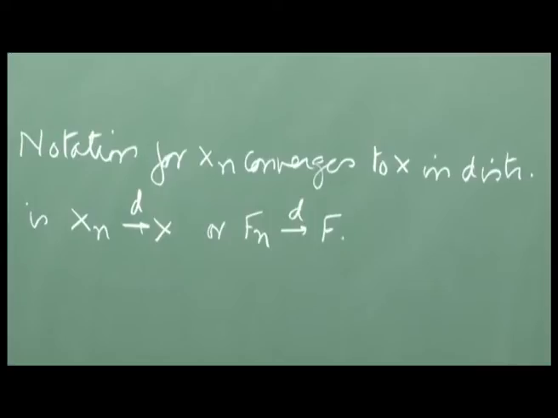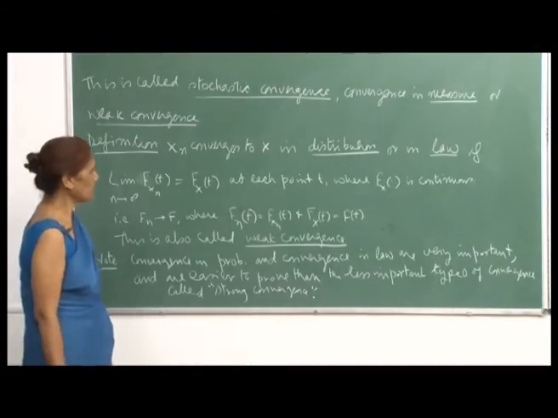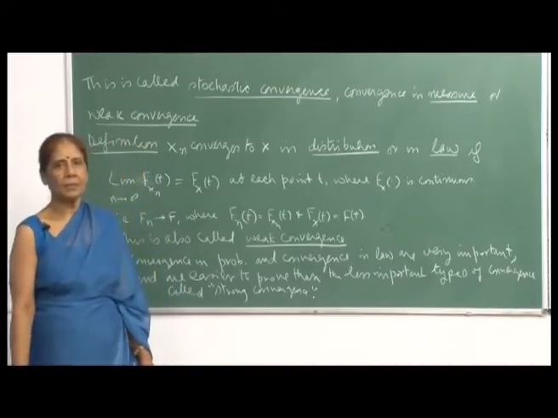So, the notation that I have written down, the cumulative distribution function F_n of x_n, F_n going to F, the cumulative distribution function of X, in distribution, and D can also be replaced by L. So, both these notations are valid. This is also called weak convergence in law, or weak convergence in distribution.